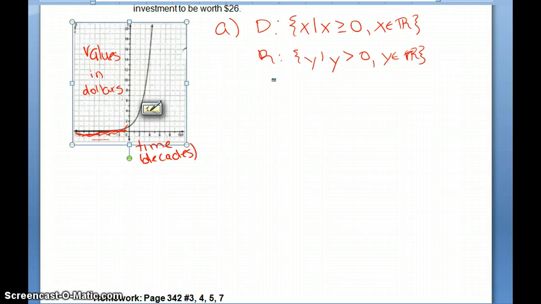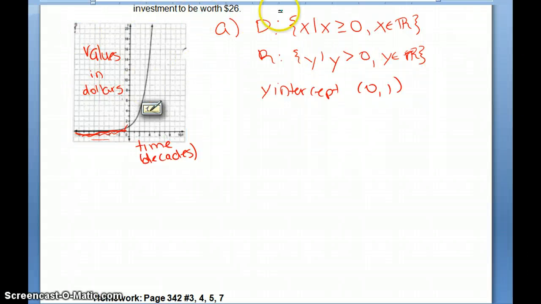Okay, so now to finish off part A, we need to talk about what the y-intercept means. So if you guys look here, your y-intercept is at (0, 1). Big surprise there, right? Big surprise. So what does that mean when your x value, your time, is at 0, and your y value, or your value in dollars, is 1?